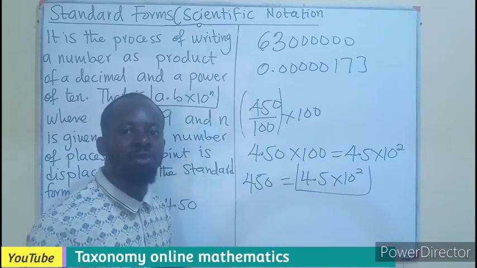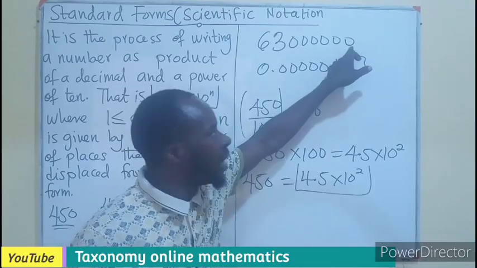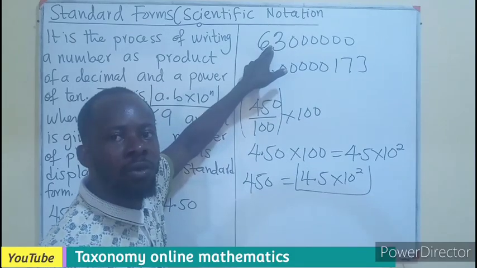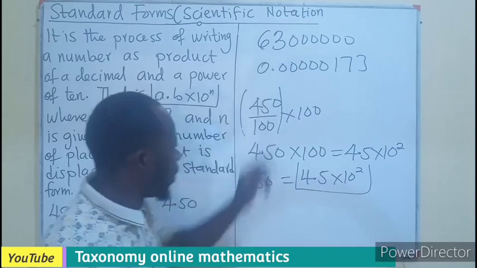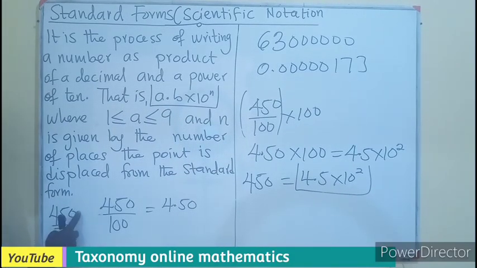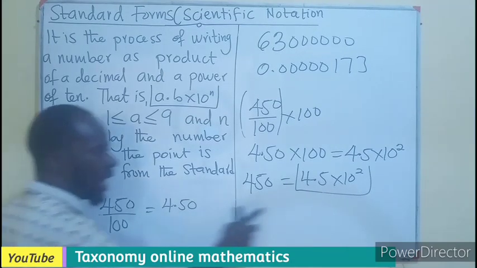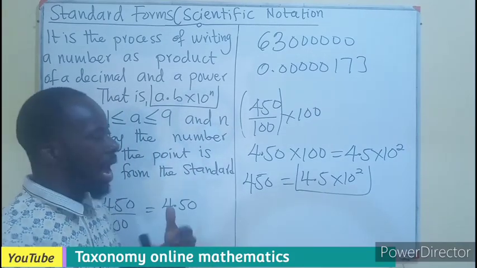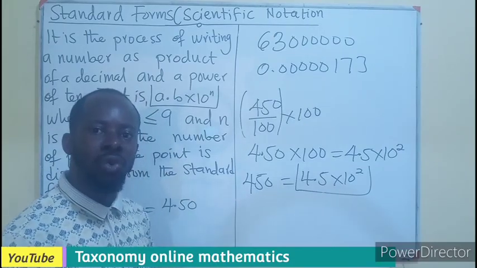So you can see that if I want to write this number, I have to know how many times the point will be moved to come in front of a number which is between 1 and 9. Moving this point, I have to introduce a decimal point. So 1, 2, that's 2 times. So in a short way, to avoid all these long calculations, you only say that I want to introduce a point.